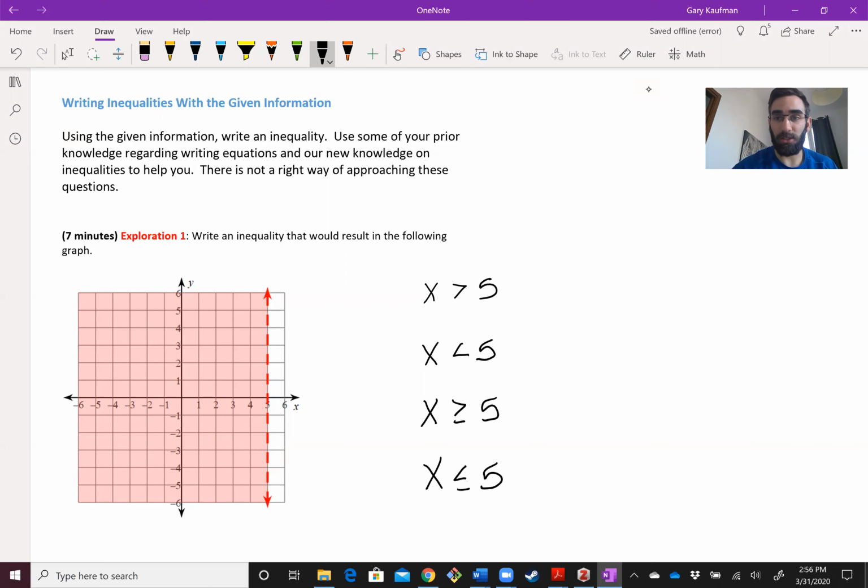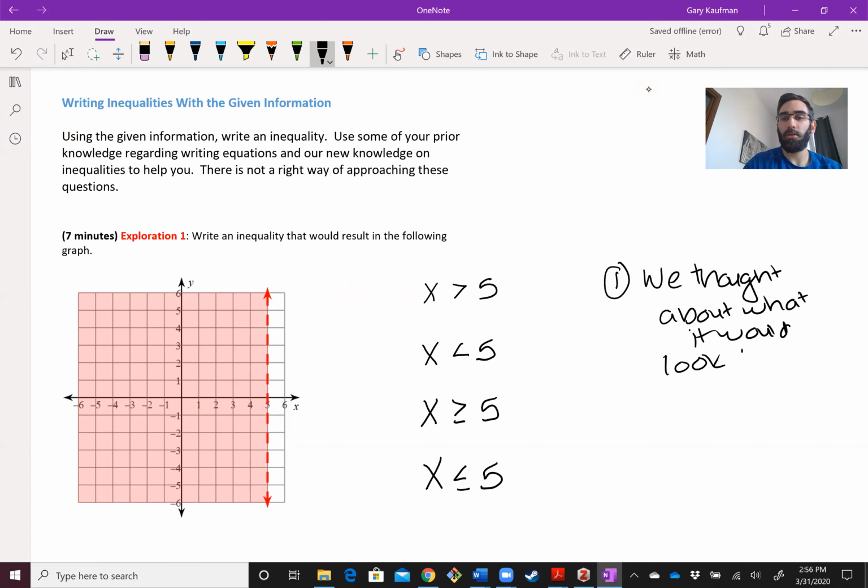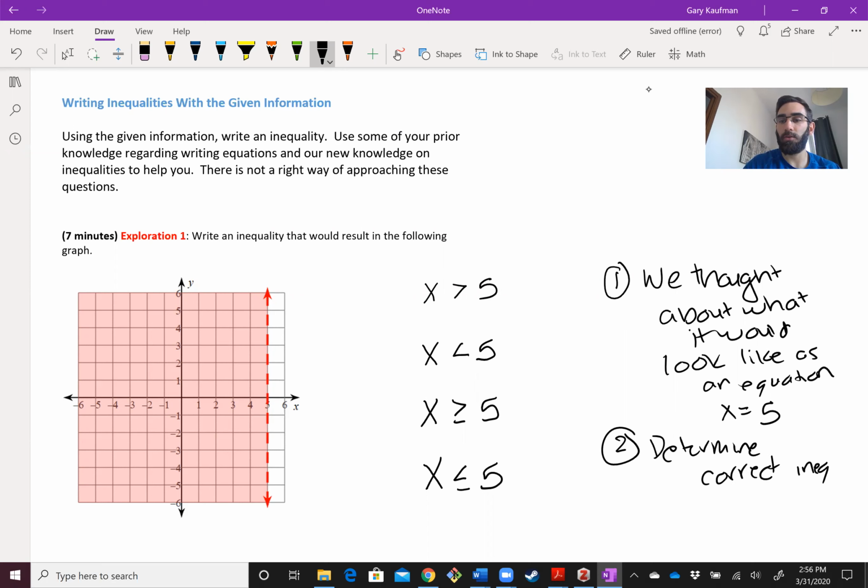We came up with the equation. So that's what we did first. We thought about what it would look like as an equation. In this case, it's x equals 5. And now determine the correct inequality sign, sorry for the sloppiness. Well, right away, it's a dotted line.